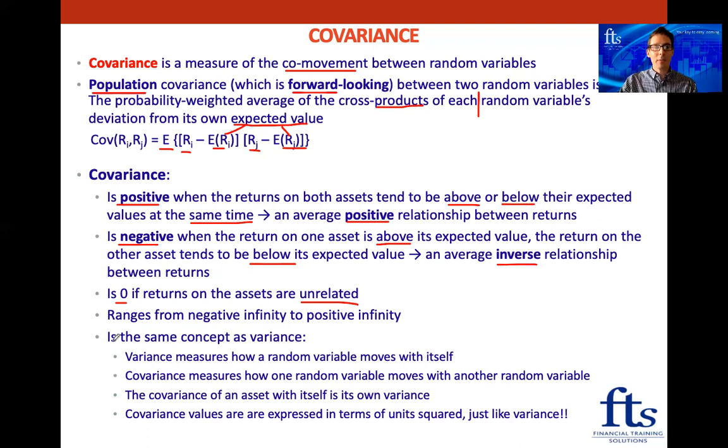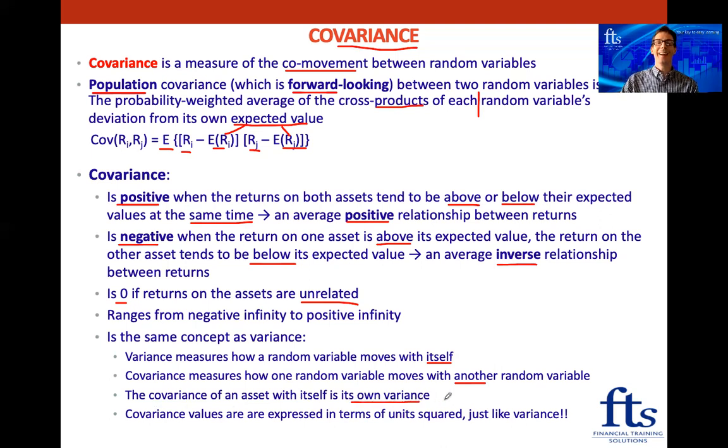So covariance is the same concept as variance, because covariance, of course, has the word variance in it, so we would expect that. Remember, variance measures how a random variable moves with itself. In other words, variance measures how volatile a random variable is. But covariance, like we just mentioned above, measures how one random variable moves with another random variable. And the covariance of an asset with itself is its own variance.